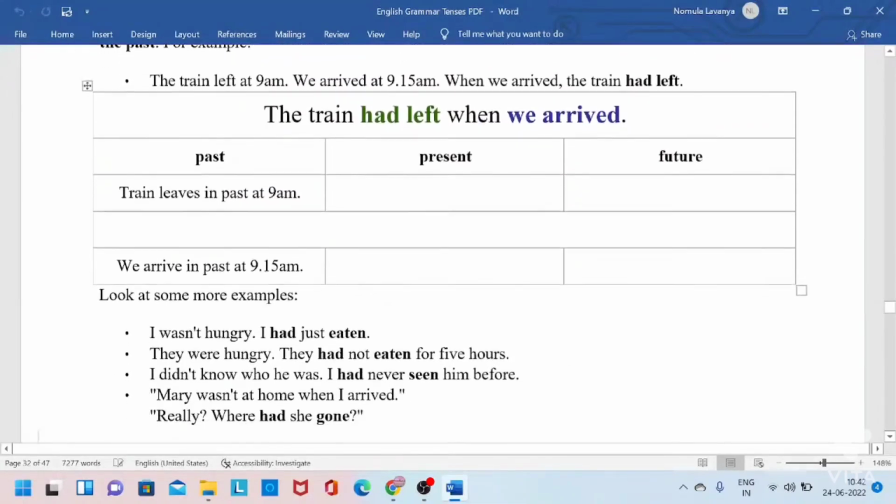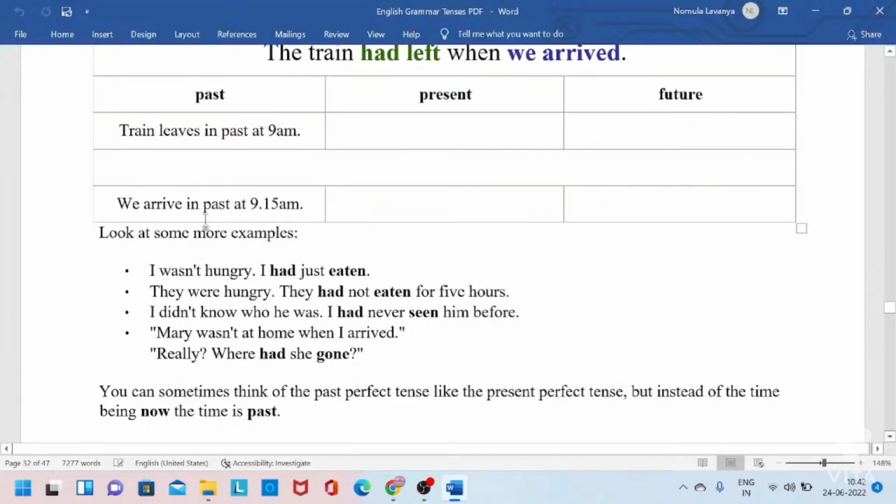So look at some examples now. I was not hungry, I had just eaten. They were hungry, they had not eaten for 5 hours. I did not know who he was. I had never seen him before. Mary was not at home when I arrived. Really? Where had she gone? So see, in all the above sentences the action has already been done.